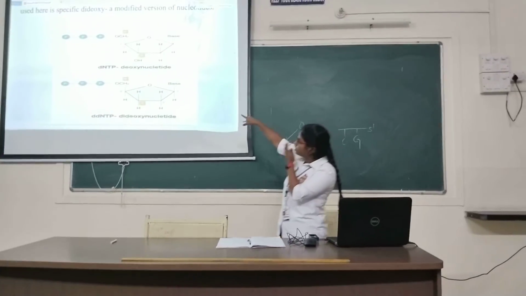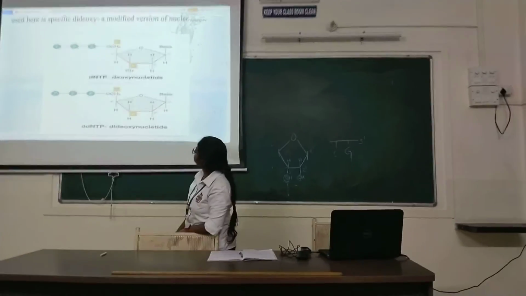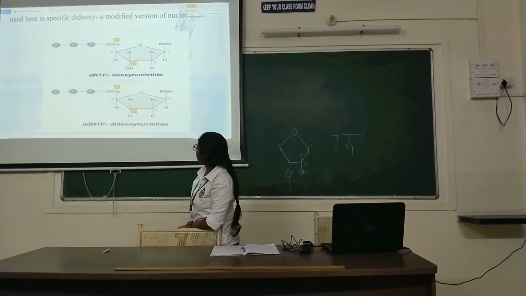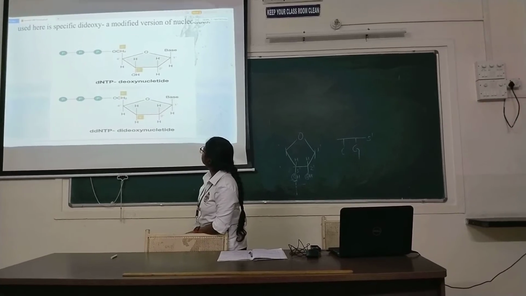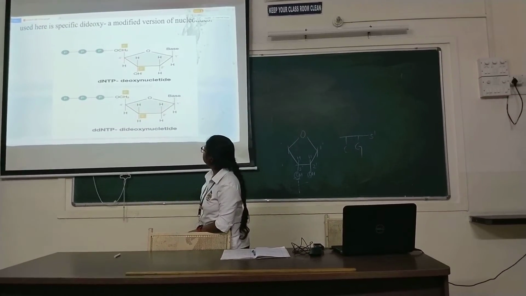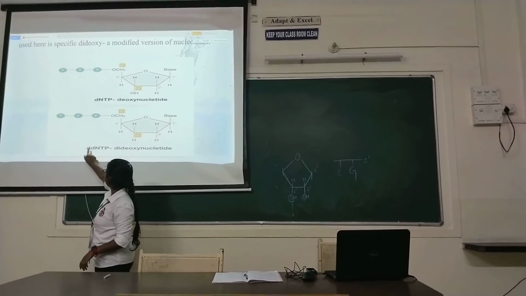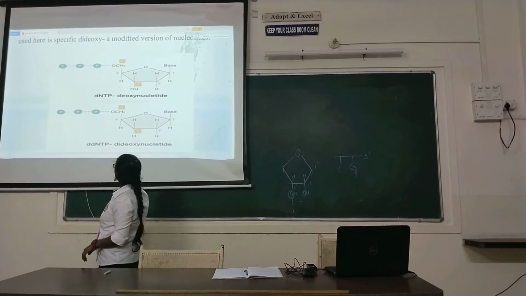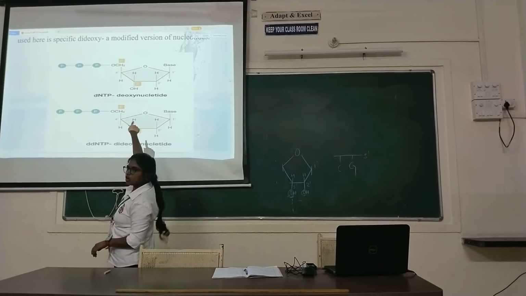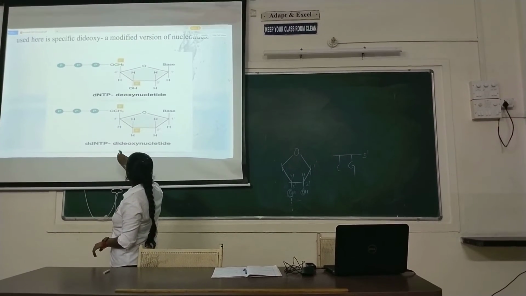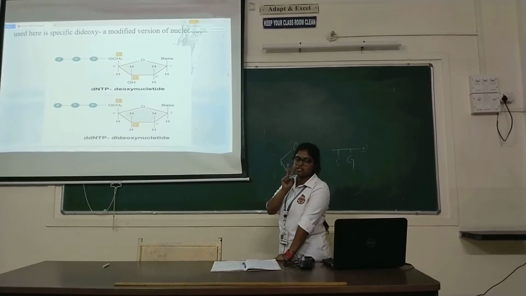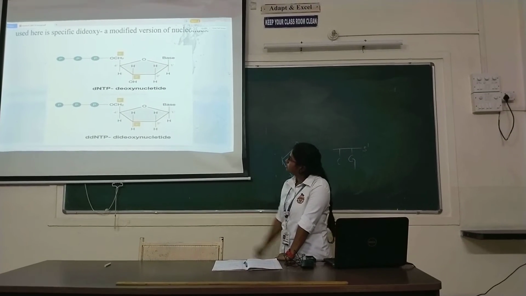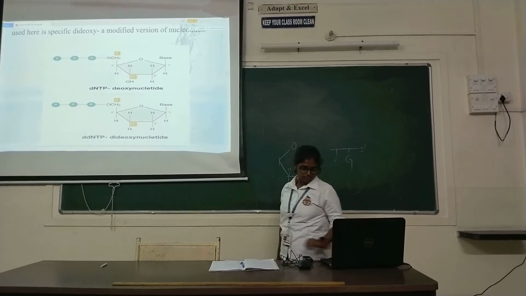So you can look at it. ddNTP is nothing but dideoxy nucleotide, and dNTP is a normal nucleotide. This is dideoxy, where oxygen is removed, 2 oxygen gets removed, and the chain terminates.